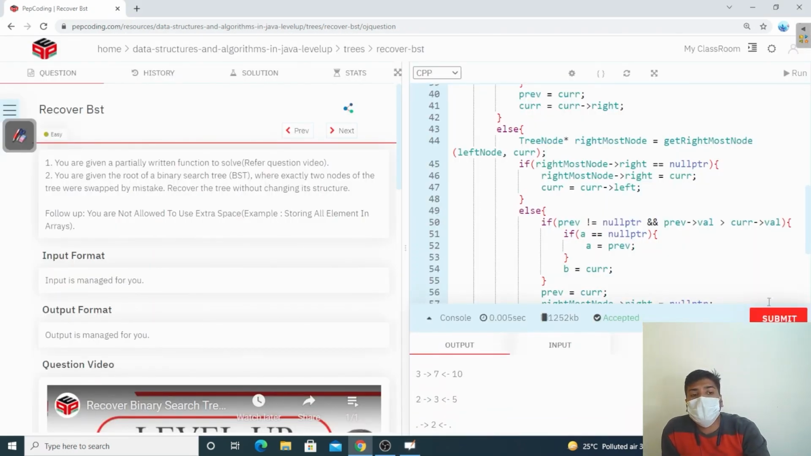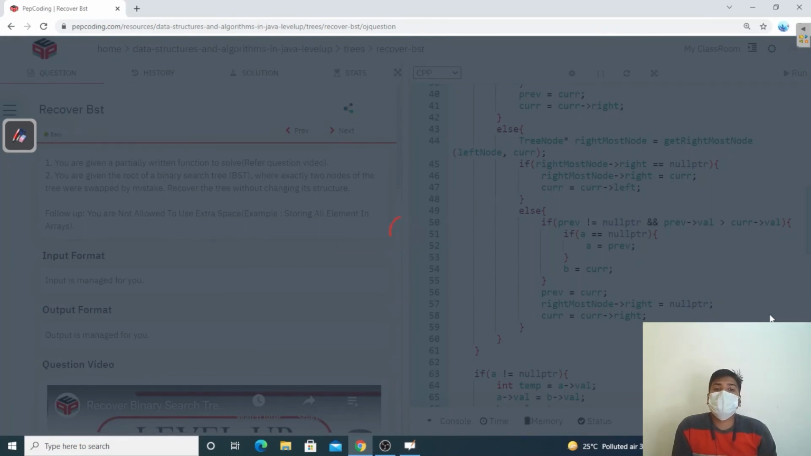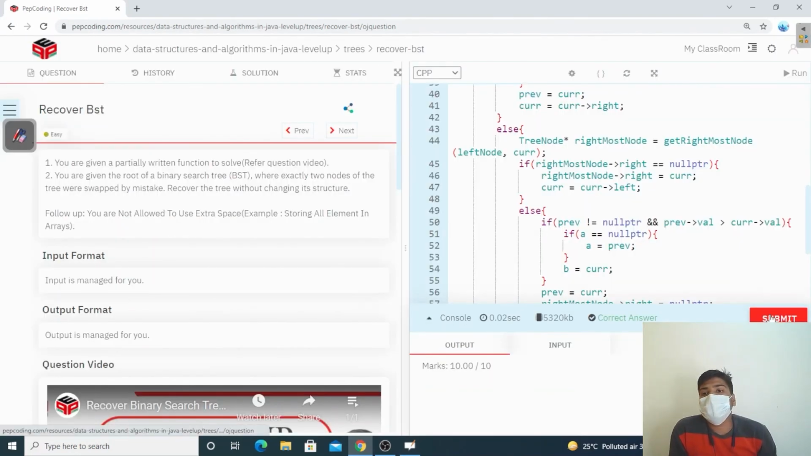So it has been accepted, and let us give it a final submit for all the test cases. So the code is accepted, so I hope you got the point, and the code completely.